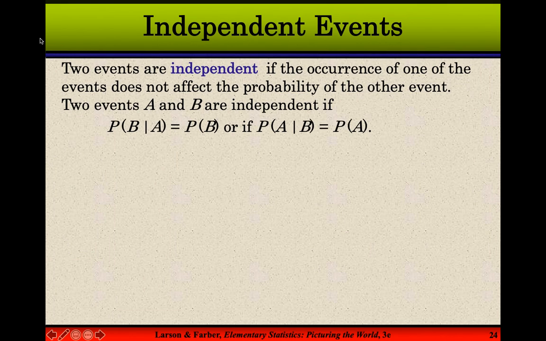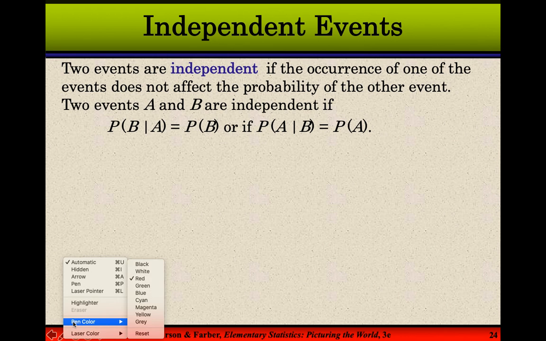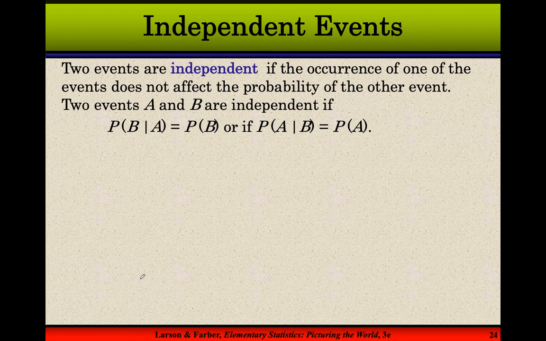Well, we're going to go over what are called independent events this time. And independent events are events that occur where one event does not affect the probability of another event. Now, there's ways that we can tell whether two events are independent, mathematical ways, and that has to do with that conditional probability that we talked about last time.